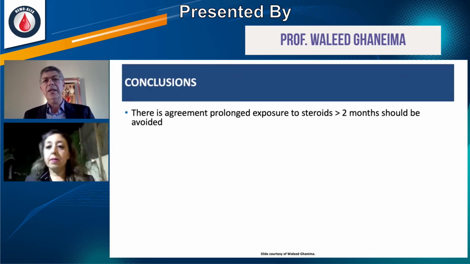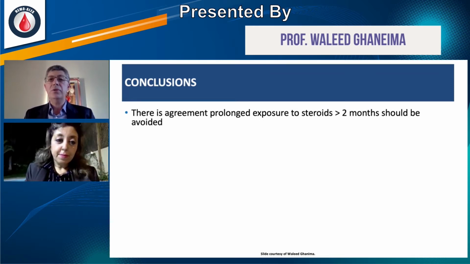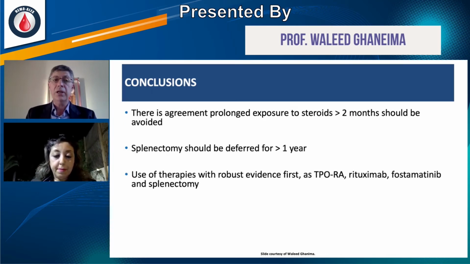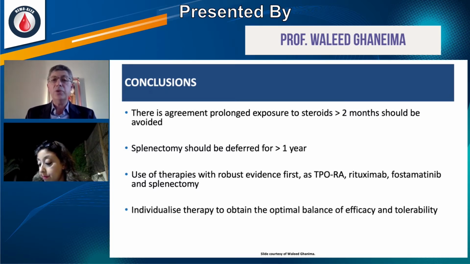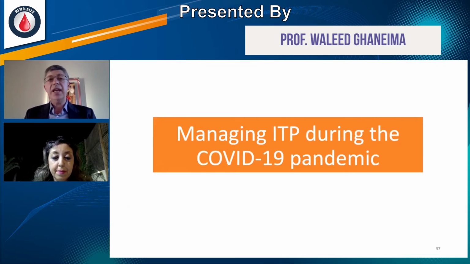So, conclusion of the two guidelines: the main element is agreement that prolonged exposure to steroids, more than 2 months, should be avoided. Splenectomy should be deferred for more than 1 year. Use therapies with robust evidence first, such as TPO, rituximab, fostamatinib, and individualize treatment to obtain a balance between efficacy and tolerability. So that was the first part of the presentation, and then I have a few slides on the second part, managing ITP during the COVID-19 pandemic.